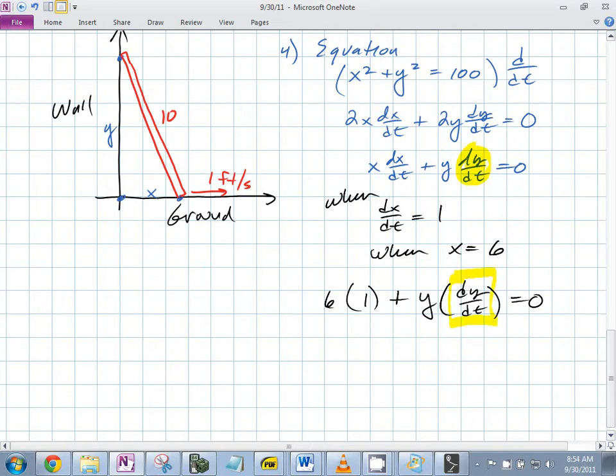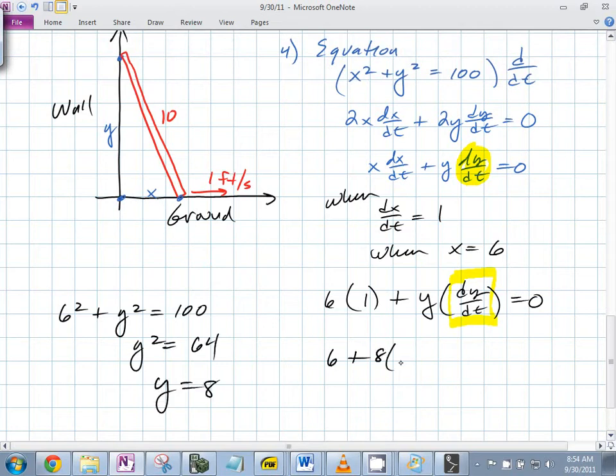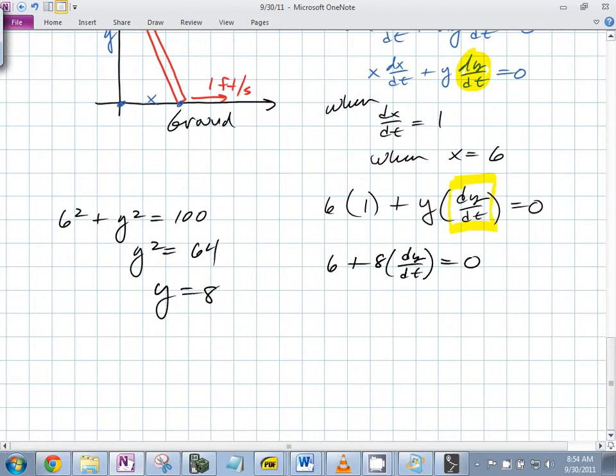Then you actually use the Pythagorean theorem. Yes, you need y when x is 6. So 6 squared plus y squared is equal to 100. So y squared is equal to... 64, so y is equal to 8. So we have 6 plus 8 dy/dt is equal to 0. So dy/dt is equal to negative 3 over 4. What's the unit? Feet per second.